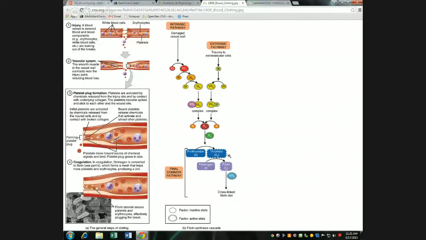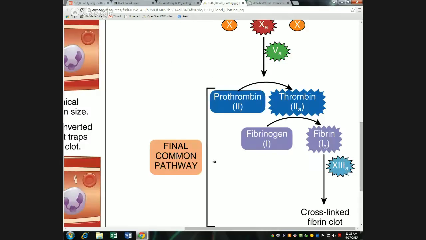Prothrombin to become thrombin. When you have pro in front of something, that means that it's a precursor. So prothrombin is a precursor to thrombin. And what clotting factor 10 does is it stimulates that conversion of prothrombin into thrombin. Thrombin is an enzyme. And what thrombin does is it converts fibrinogen, which is one of the major plasma proteins, into fibrin.